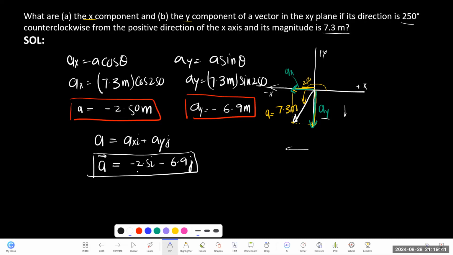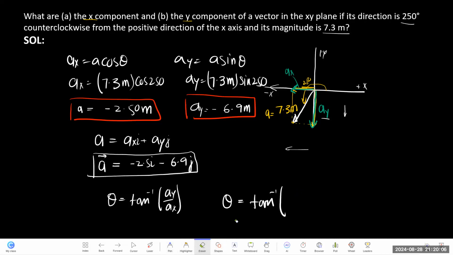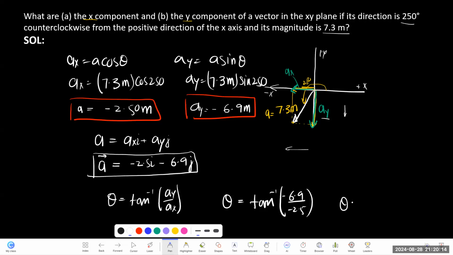If I want to calculate the angle by myself, let's suppose I can just verify. So I can say theta equals tan inverse, and I'm going to apply AY over AX. Both values are given here, so I can put them in: minus 6.9, because AY is in the numerator, and minus 2.5. If you solve that, theta becomes around 250 degrees. This is what is given up.